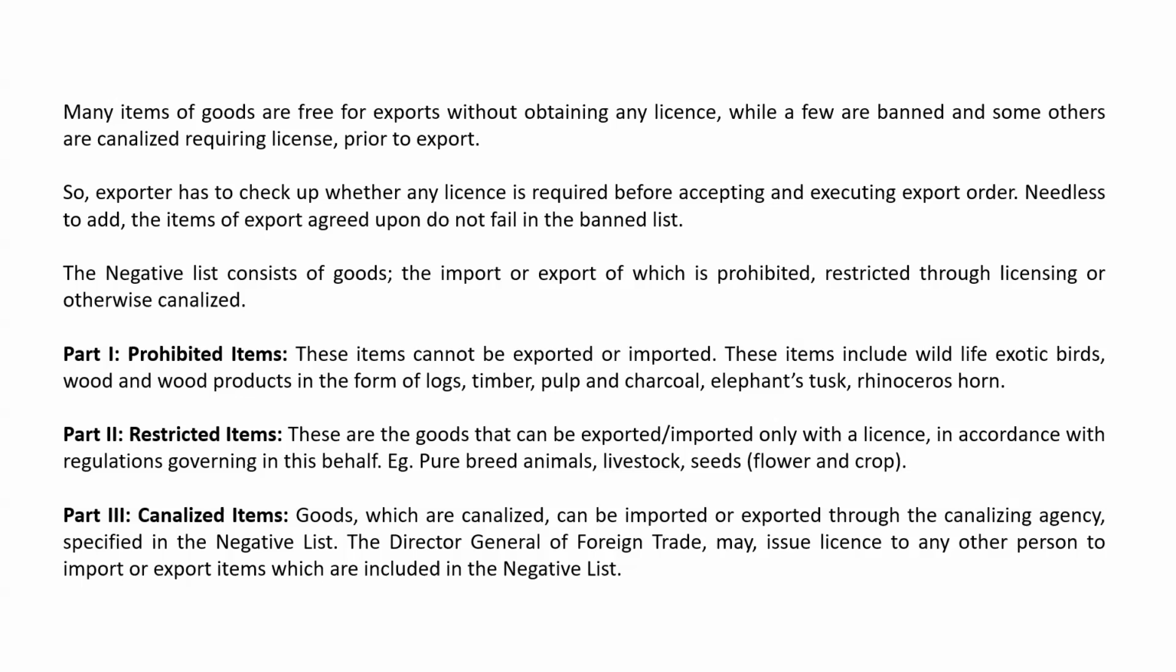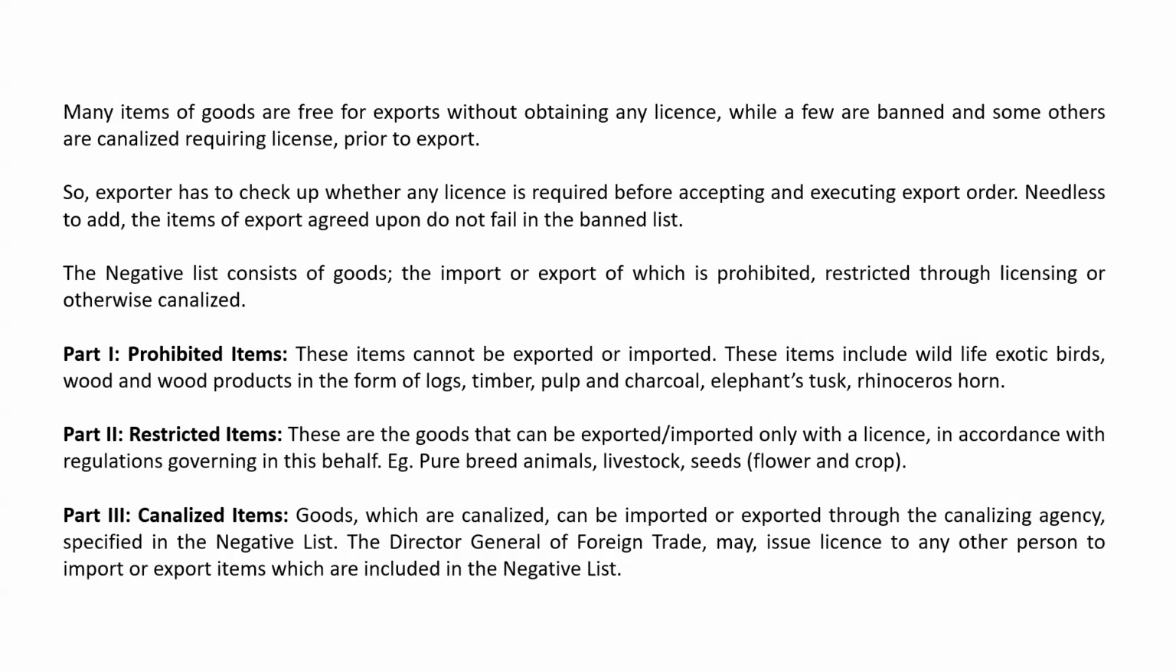And the second one is restricted items. Most of the livestock and animals, whether wild or domestic, doesn't matter, come under restricted items. And a few agricultural produces like seeds, a few exotic flowers, rare crop varieties and purebred crop varieties are completely restricted.